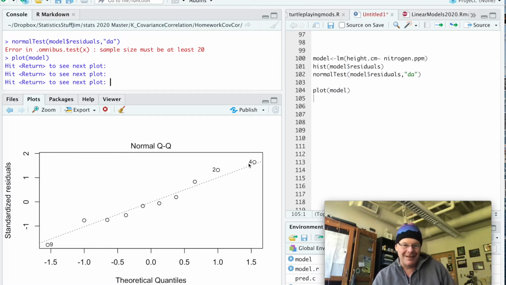We look at that. Those all look to be following that dotted line pretty nicely. So okay, I'm pretty happy with what the QQ plot is telling me. Again, R is just pointing out that 2, 4, and 9 are those most extreme values. Doesn't mean that they're wrong. R is just helping you out to let you know what those most extreme values are. Okay, hit return to see the next plot.